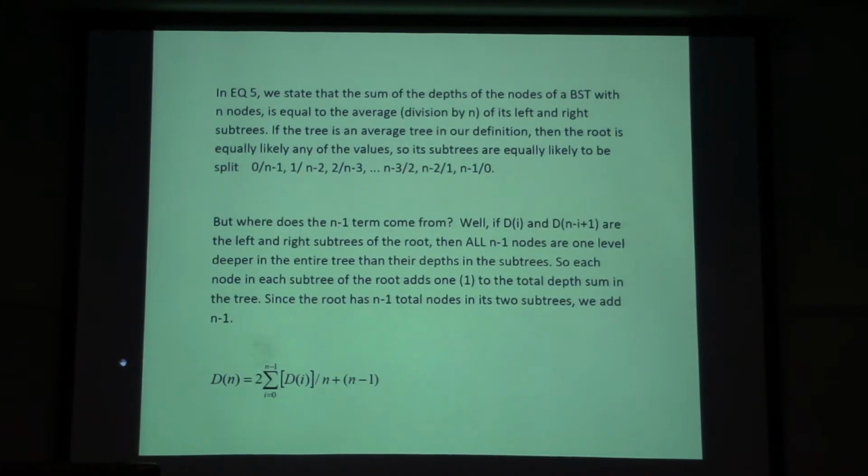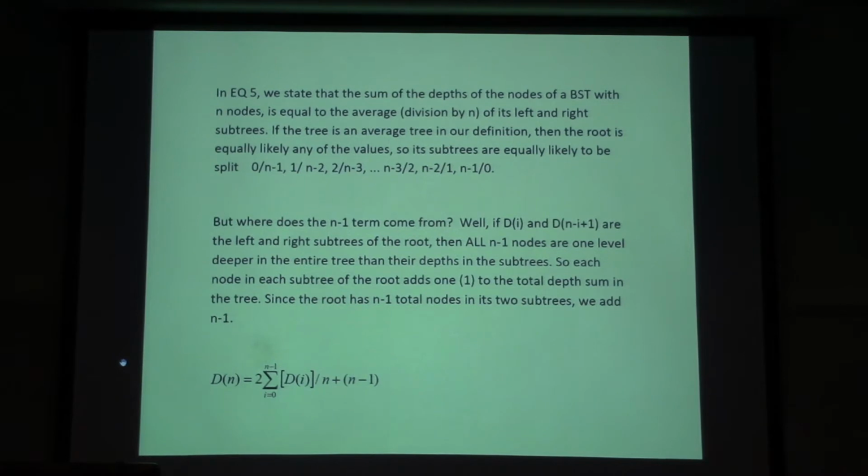Why did they have n minus 1? That's what we're going to find out in a second. Okay. So if the tree is an average tree in our definition, then the root is equally likely any of the values. So its subtrees are equally likely to be split 0, n minus 1, etc. You know the trick.